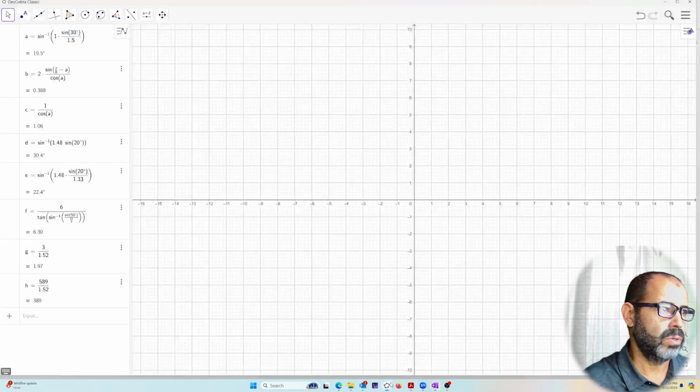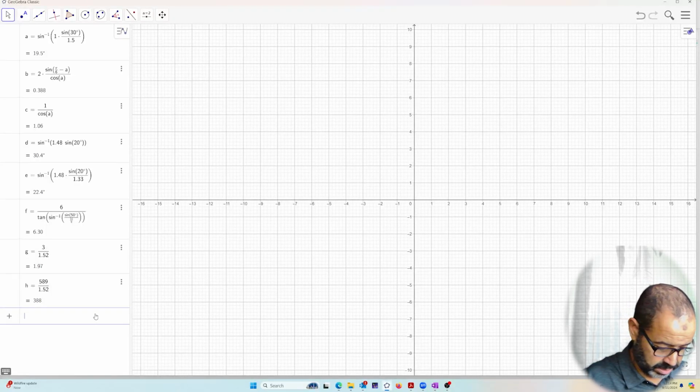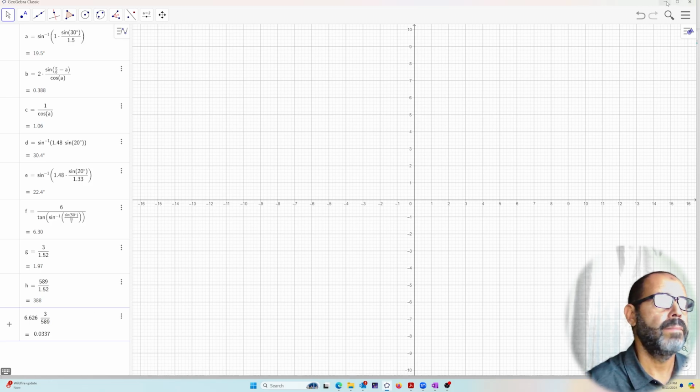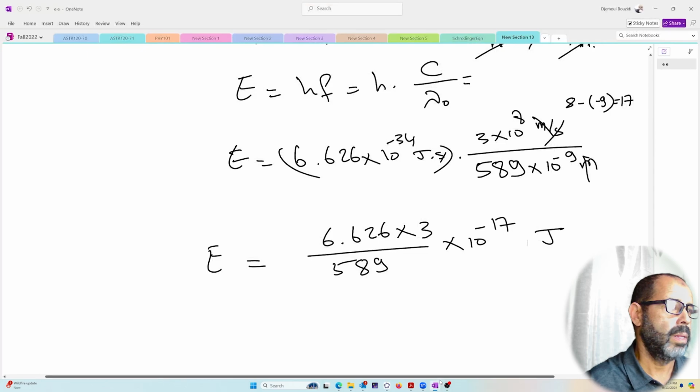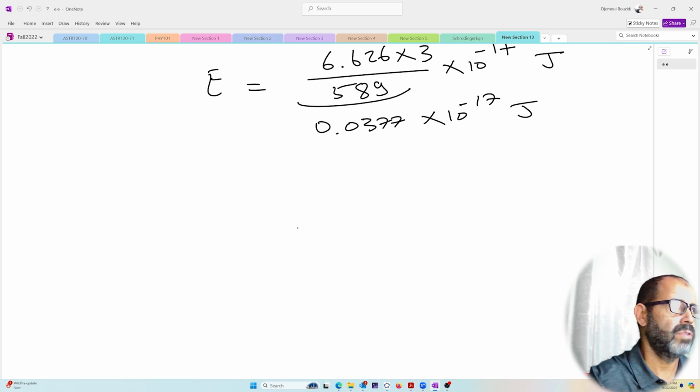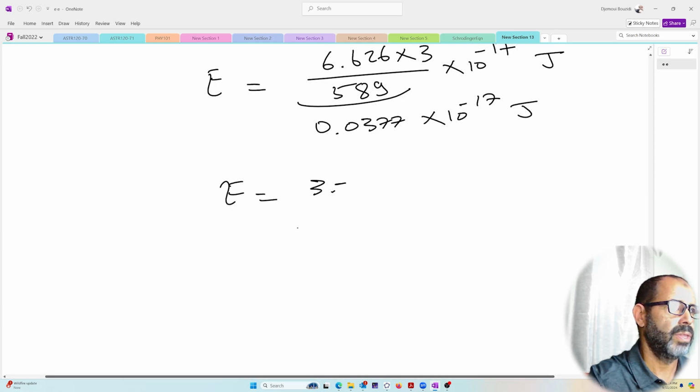So let me go back into GeoGebra in here. So what I have in this case is 6.626 times 3 coming from the speed of light divided by 589. It's 0.337, okay? So this whole thing is 0.0377 times 10 to the -17. This is not in scientific notation, so I have to move the decimal point twice. So it's going to be 3.77 times 10 to the -19 joules.